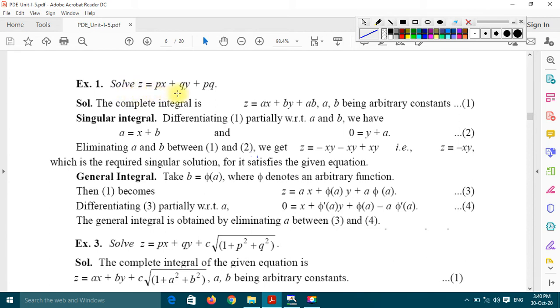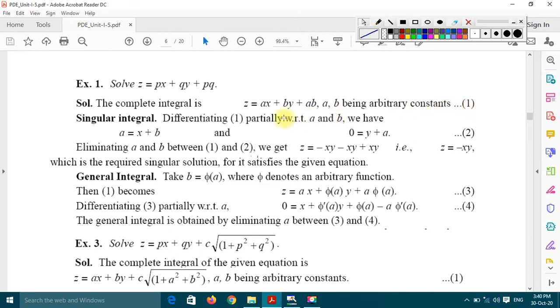Now there is a problem here: z is equal to px plus qy plus pq. This differential equation is in Clairaut's form, so its complete integral is z is equal to ax plus by plus ab, where a and b are arbitrary constants. Now we suppose that the solution of this given differential equation is equation number 1. Now we find the general and singular integral of this differential equation.